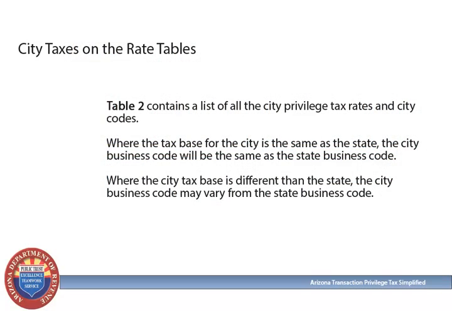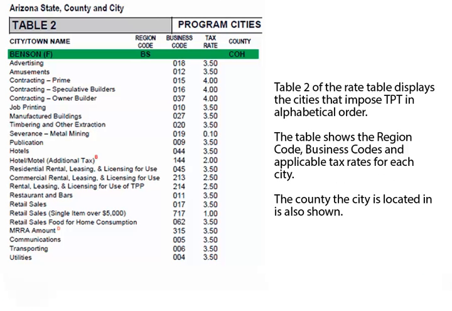Table 2 of the rate tables contains a list of all the city privilege tax rates and the city codes for those cities that impose transaction privilege tax. Where the tax base for the city is the same as the state, the city business code will be the same as the state business code. Where the city tax base is different than the state, the city business code may vary from the state business code. Table 2 of the rate table displays the cities that impose transaction privilege tax in alphabetical order. The table shows the region code, the business codes, and the applicable tax rates for each city. The county the city is located in is also shown.